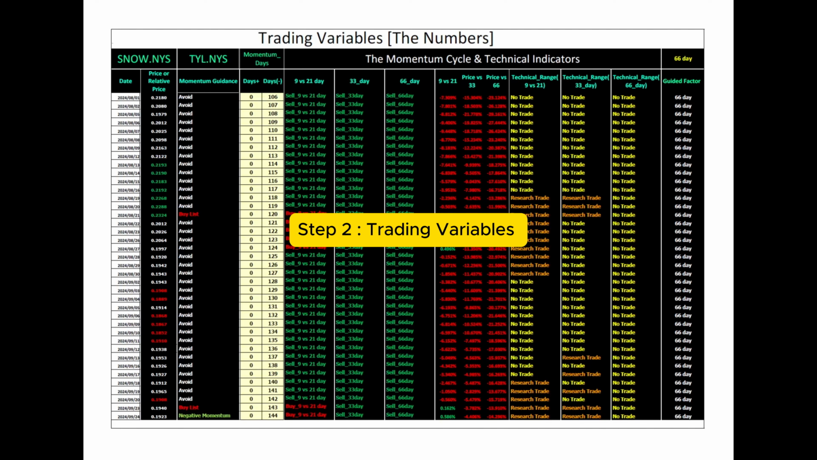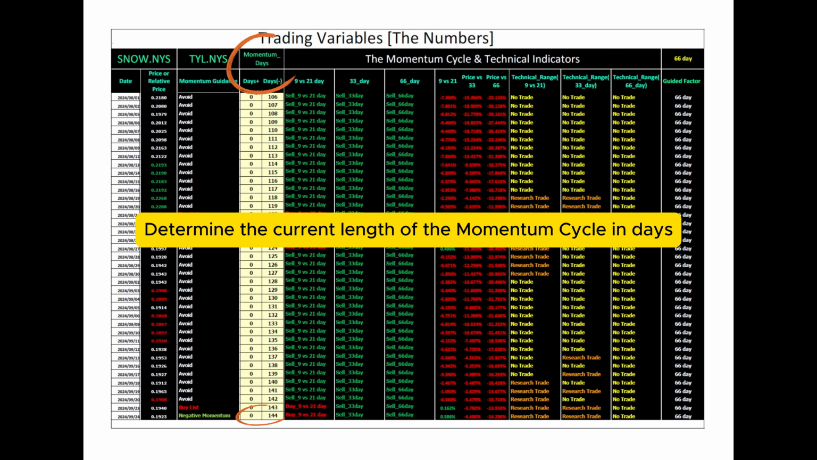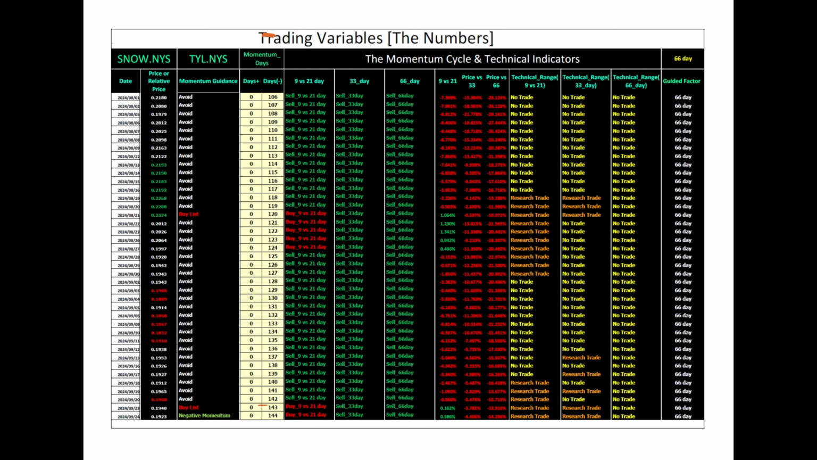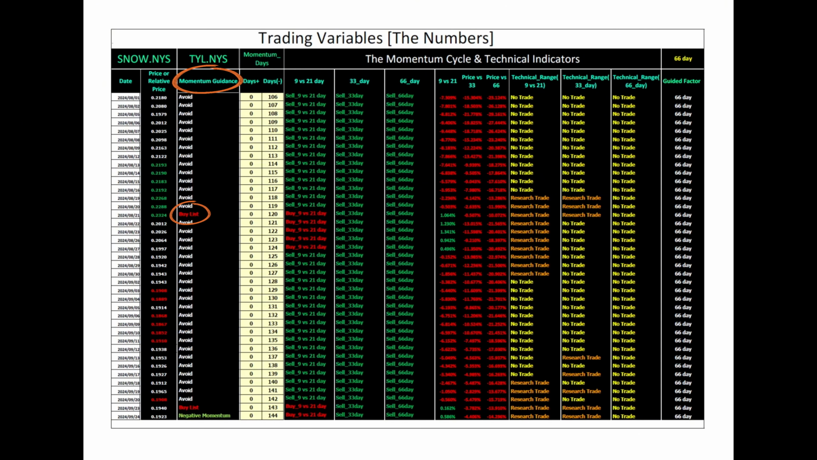Step 2. Trading variables. Determine the current length of the momentum cycle in days. In this case, the momentum cycle has been negative for 144 days. What is the current status of the momentum cycle? The momentum cycle has shifted from the avoid list to the buy list. The key question now is whether the instrument will move upward with the positive momentum cycle, or if this is just a short-term price correction.